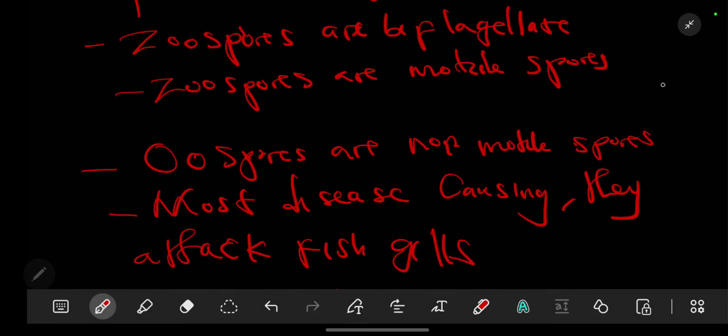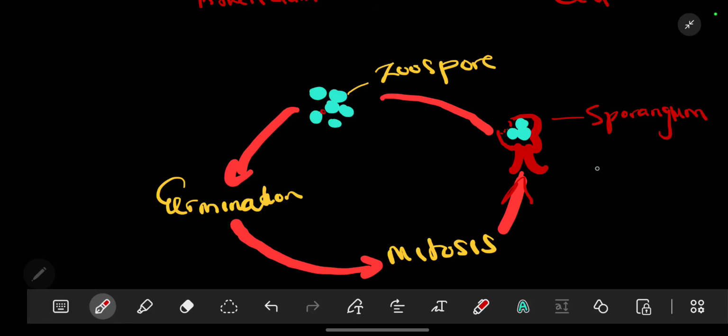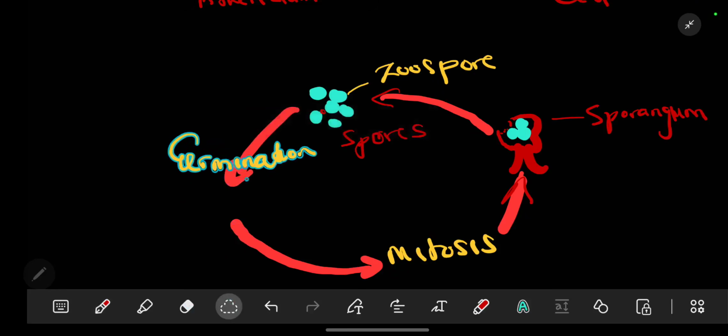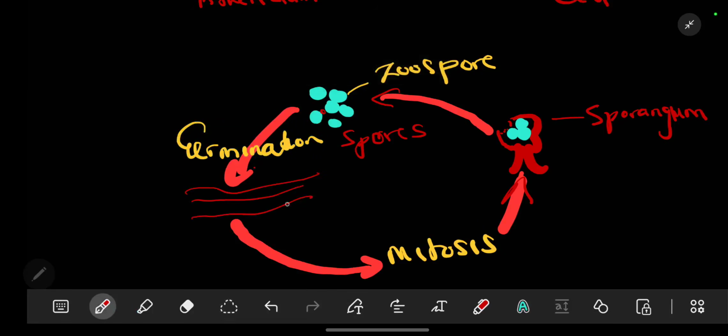Now let's look at the reproduction, asexual and sexual. Let's begin with asexual. Under asexual reproduction, their sporangium produces the zoospores, or in other books they'll just tell you the spores. These spores begin to germinate. Just think of spores as seeds. When they germinate, they are able to produce hyphae like that.